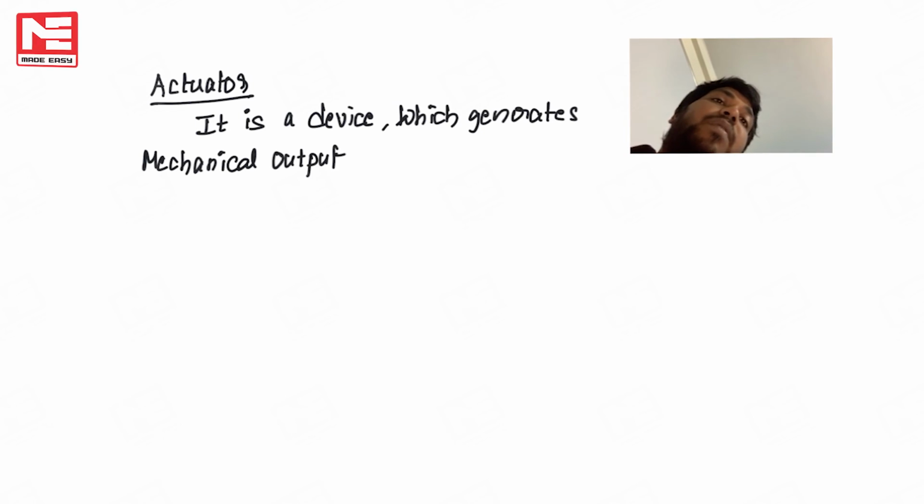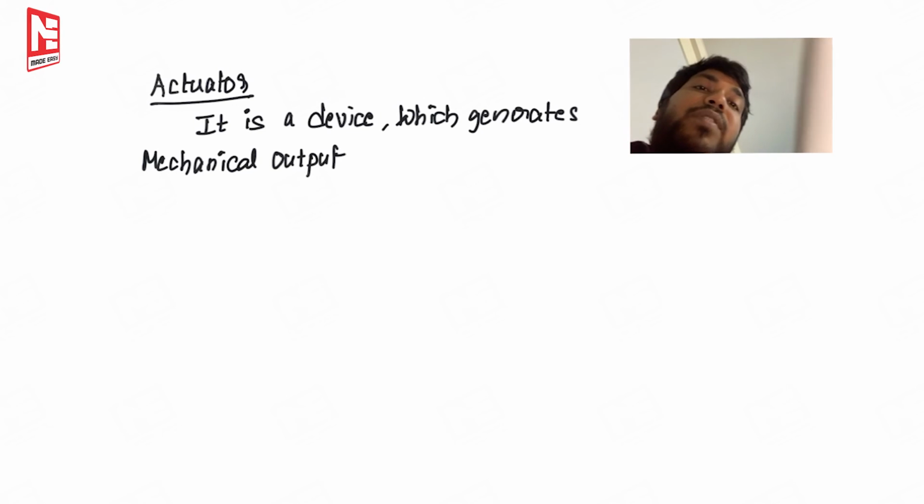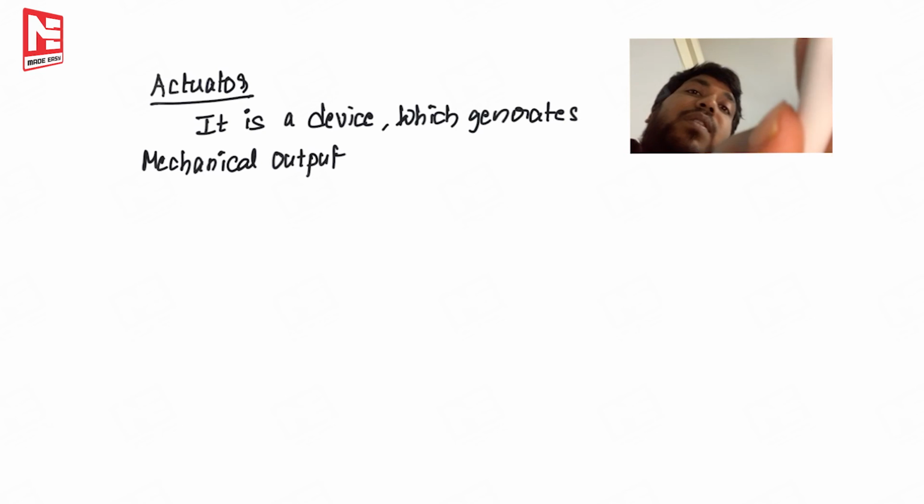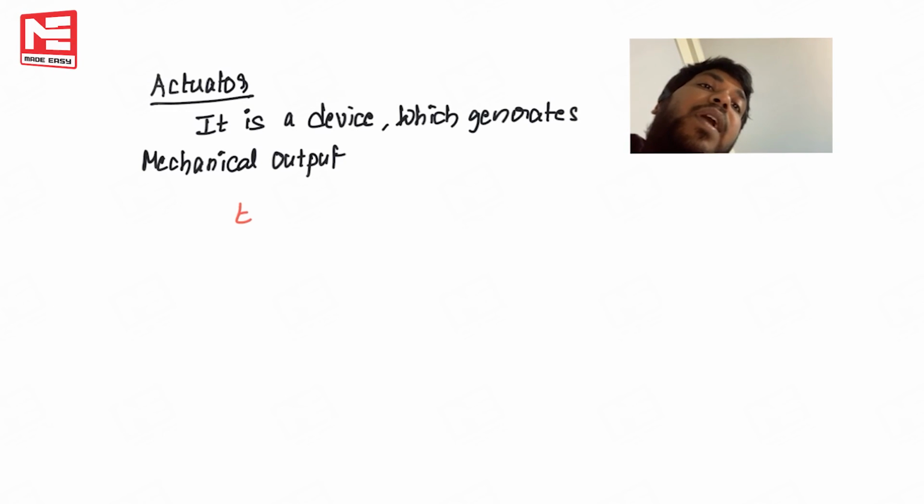How many examples did we see in the previous slide? We saw three types of examples. The first one is the motor, which converts electrical input into mechanical output. Then we discussed how hydraulic pressure is converted into linear as well as angular displacement. We also saw that air pressure is converted into linear as well as angular displacement. So broadly classified, there are two types of actuators. The first type is electrical actuators.